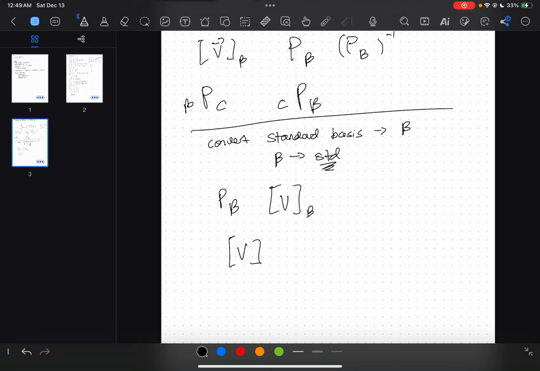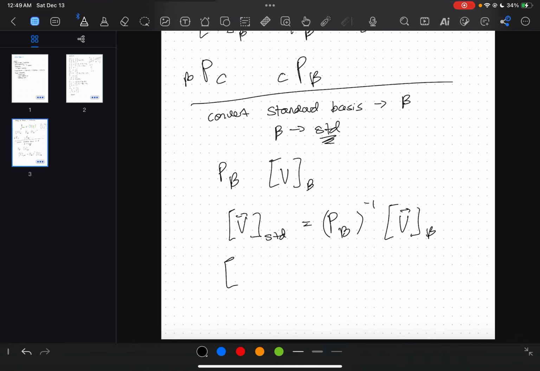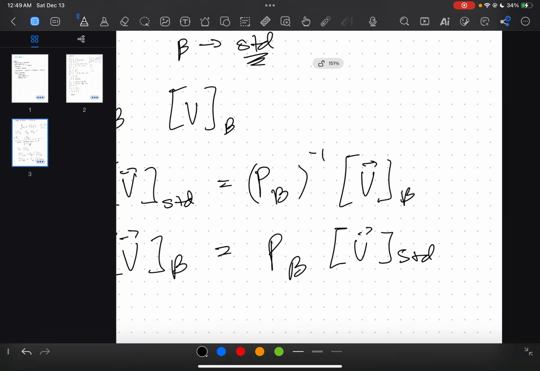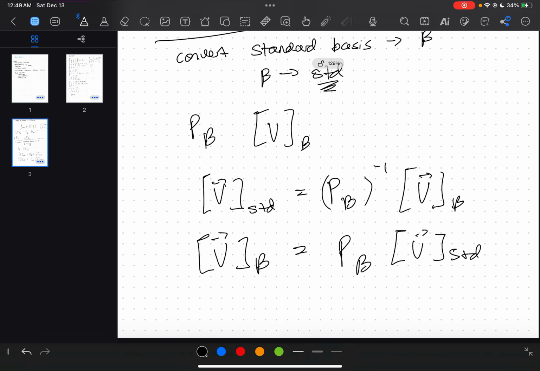V standard equals PB minus 1 VB, or VB equals PB V standard. And what this is basically saying is, if you want to get this vector into a standard basis, just multiply by the undoing matrix, which is the inverse of the doing matrix.